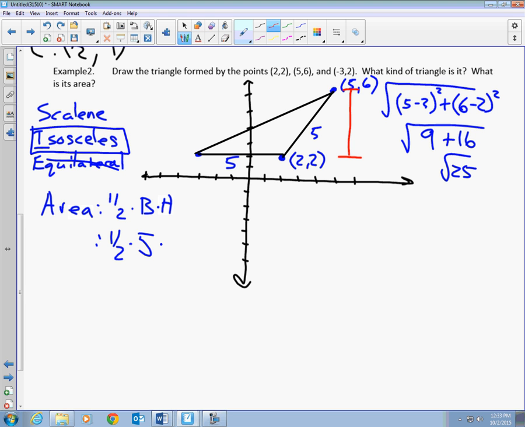Pretty easy when you got coordinate geometry, isn't it? You're going from a height of 2 to a height of 6, which is 4. So 10 is your area. And if you would have done the Pythagorean theorem when you did your distance, you would have seen that that was 3, that was 4, so that's 5, and then you would have seen your height right away. Right?